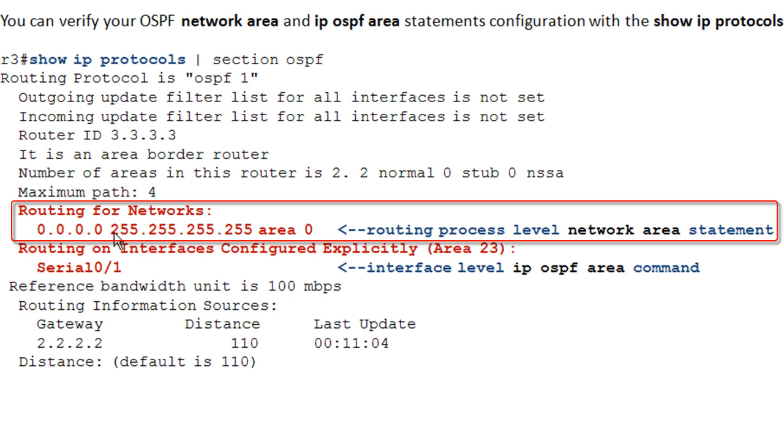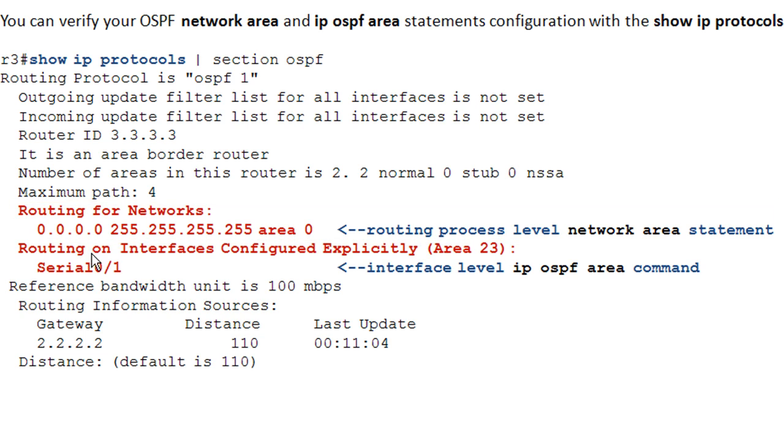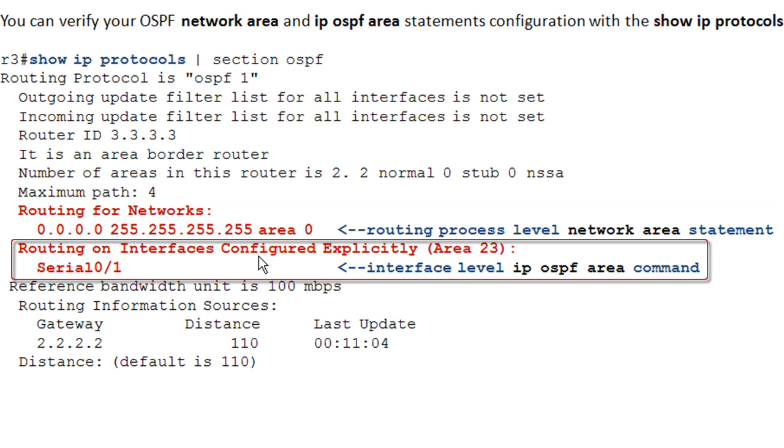So that's going to be your network area statement under the routing process, and then for each area, it's going to tell you routing on interfaces configured explicitly, and then it's going to tell you the interfaces. So that's going to show you that on those interfaces, we went under the interfaces and explicitly issued the IP OSPF area command to assign our OSPF area.